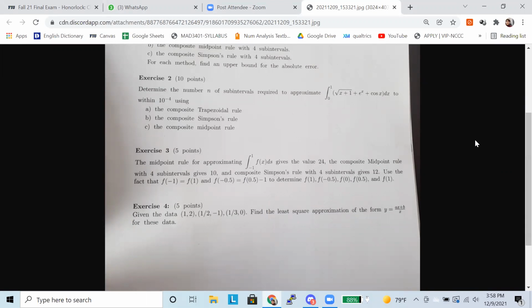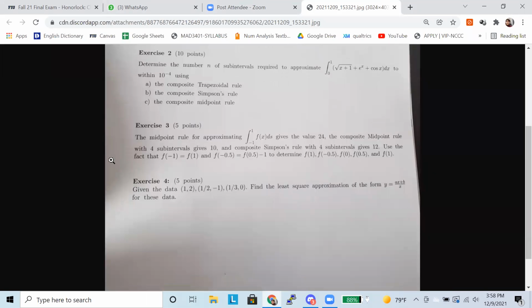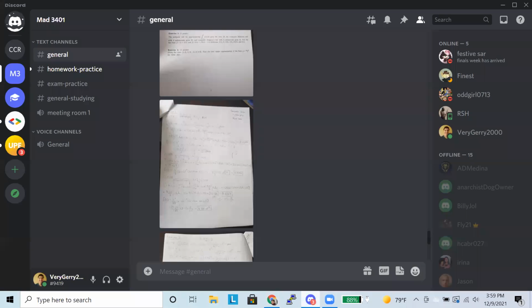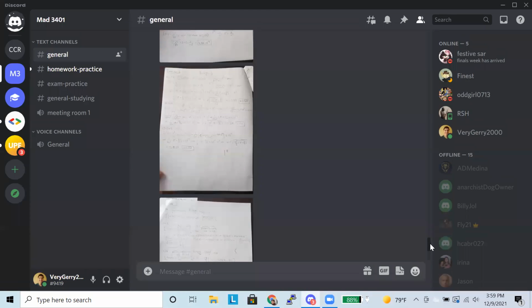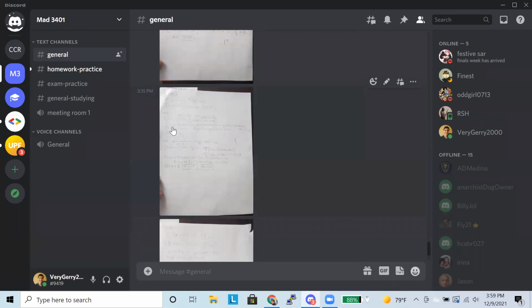Okay. So anyway, let's get on with this, because this is recorded, so I don't want this to be super long. So the midpoint rule, basically it's like this, using the rules for approximating. Okay, and so you can figure this stuff out. Let me just pull up Discord. All right, this should be it.